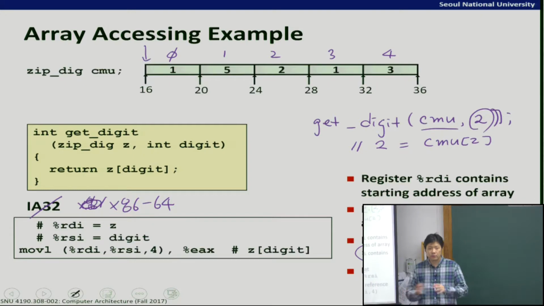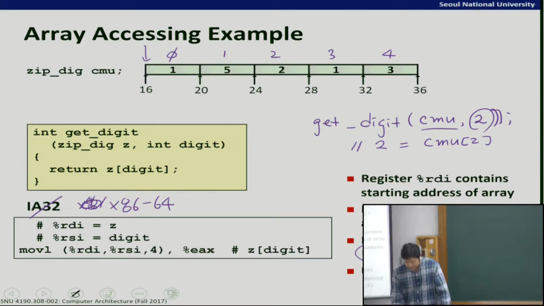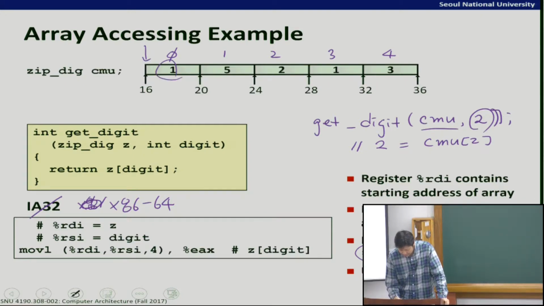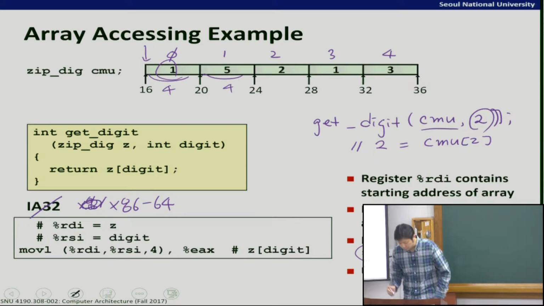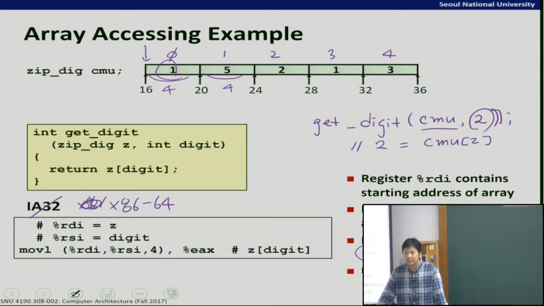Because we need to scale: each element takes 4 bytes. So in this case, this one takes 4 bytes, this one takes 4 bytes. Generally speaking, if you want to access the nth element, the starting location of that element will be the base address plus n times 4. So the desired digit is available at RDI plus 4 times RSI.